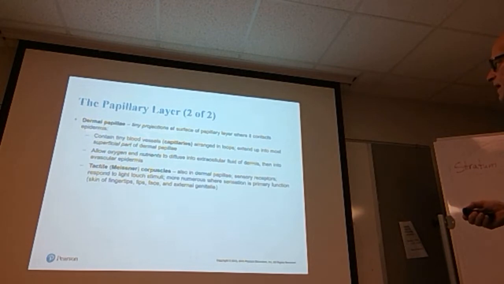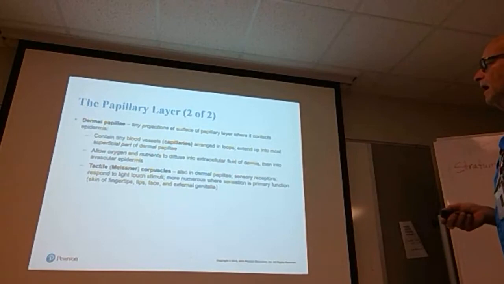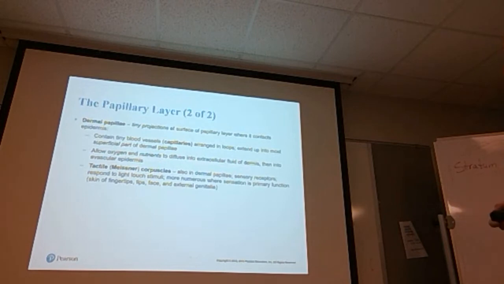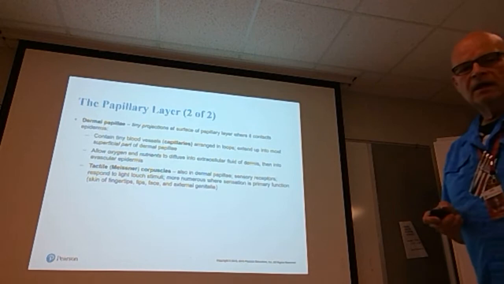There are blood vessels there extending into the superficial part of the dermal papillae. These tiny blood vessels allow oxygen and nutrients to diffuse into the dermis. The tactile or Meissner corpuscles also can be found in the dermal papillae. These are sensory receptors that respond to light touch stimuli, and they are more numerous where sensation is the primary function, such as the skin, the lips, the face, and the external genitalia.